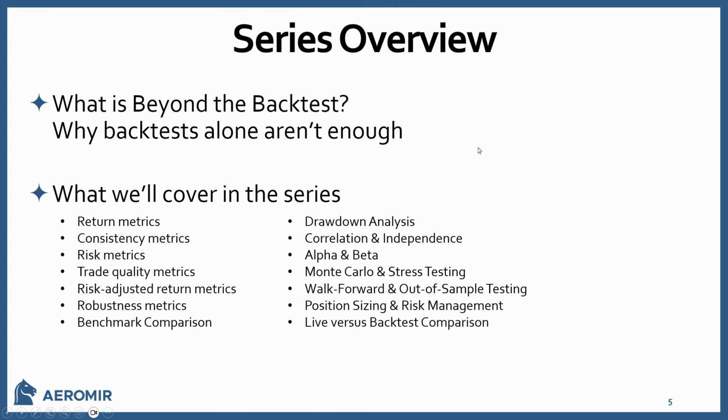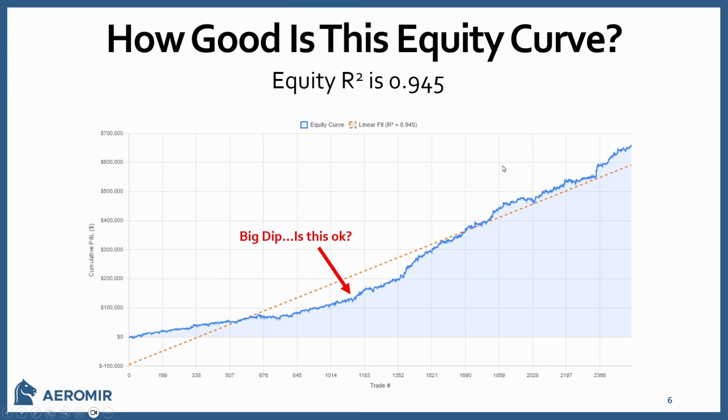So what are we going to talk about? Why backtests alone are not enough. We're going to cover quite a few things in the series. I anticipate it'll be quite a few lessons, but today we're just going to start with one and answer the question, how good is this equity curve? So the equity R squared, the correlation coefficient, is 0.945.